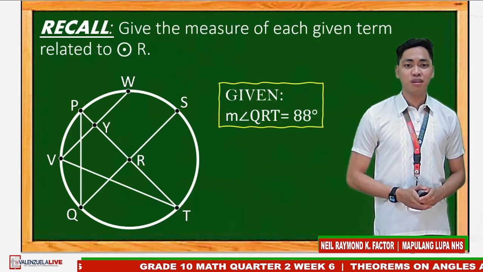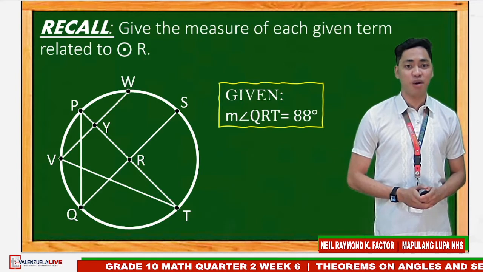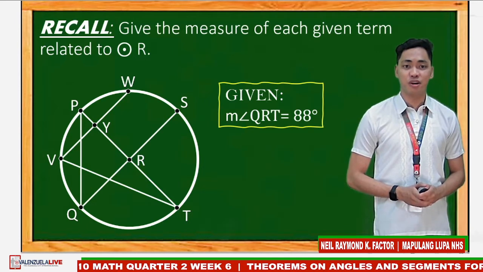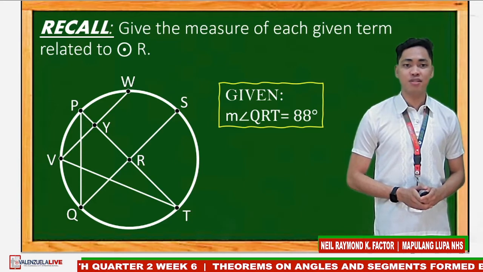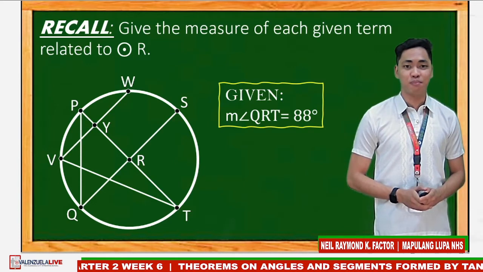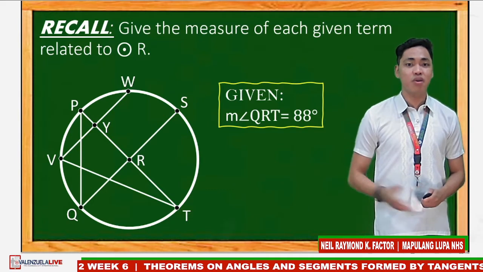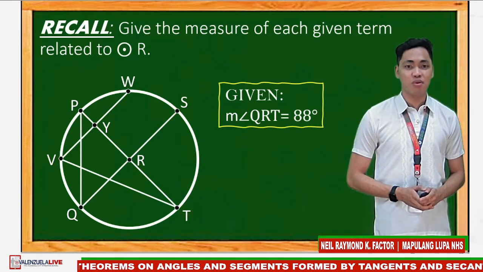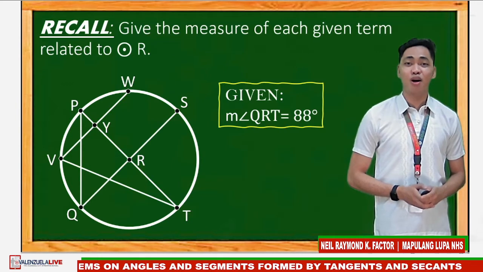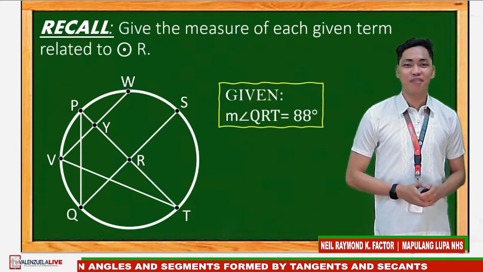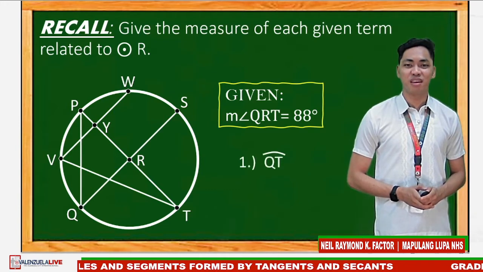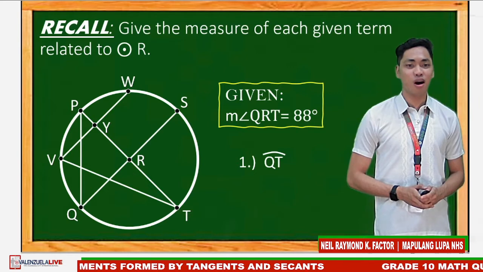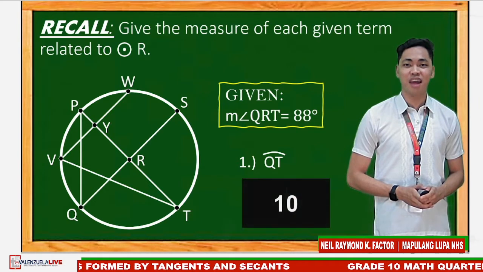All you have to do is to apply everything that you have learned so far about circles by giving the measure of each indicated term related to the given circle R. I will give you 10 seconds to key in your answers for each item. The given circle can be seen on your screen. Our given is the measure of angle QRT, which is 88 degrees. Are you ready? Let us kick off this activity. Number 1. Give the measure of arc QT. Timer starts now.